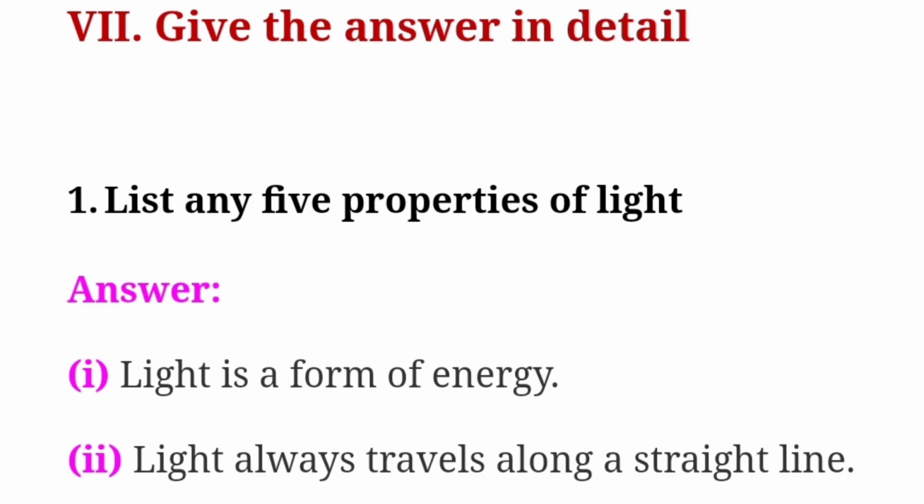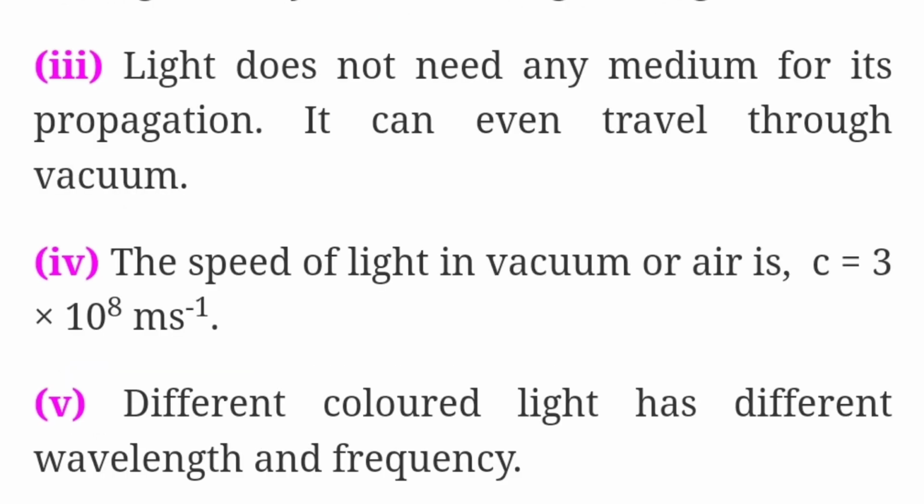Seventh Roman letter, give the answer in detail. First one, list any 5 properties of light. Answer, first point, light is a form of energy. Second point, light always travels along a straight line. Third point, light does not need any medium for its propagation. It can even travel through vacuum.